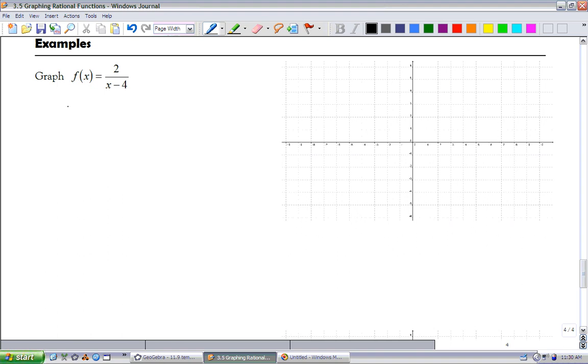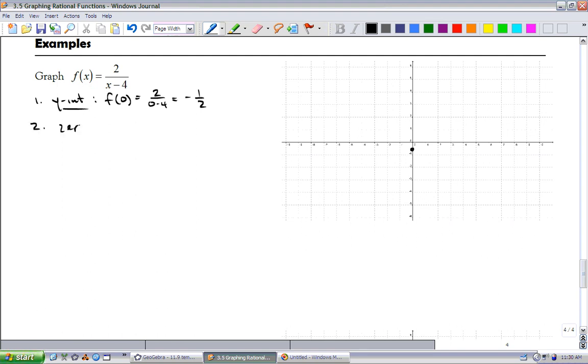Example. We want to graph this. So the first thing we do is find our y-intercept. We can find that by taking f at 0. So in this case it would be 2 over 0 minus 4, which ends up equaling negative 1/2. So we know here that negative 1/2 is our y-intercept.